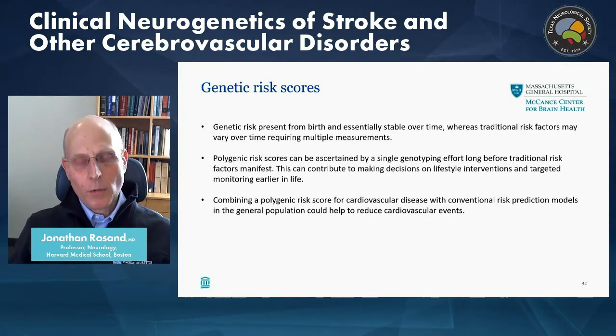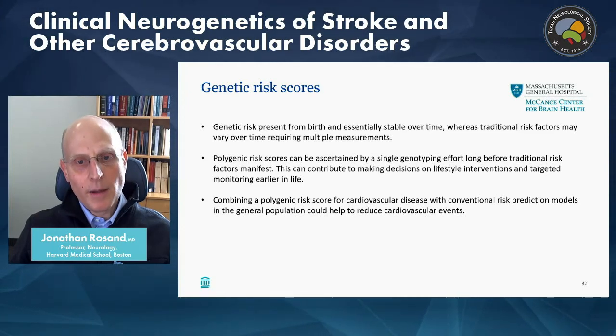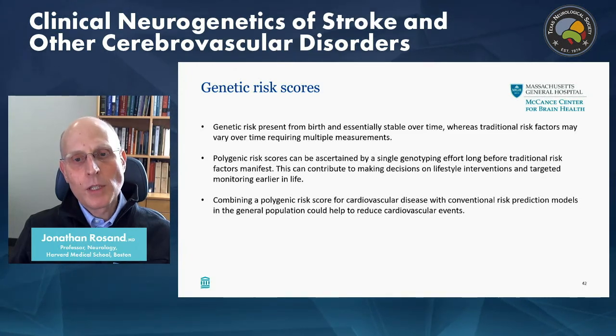And then what we're learning is you can take these polygenic risk scores and combine them with other clinical factors to really enhance risk prediction.